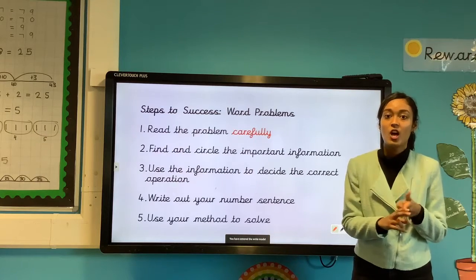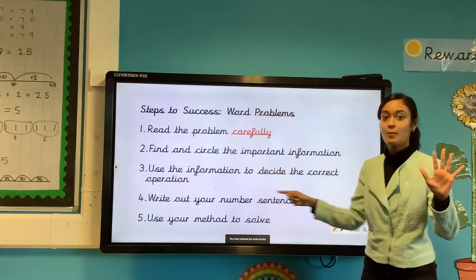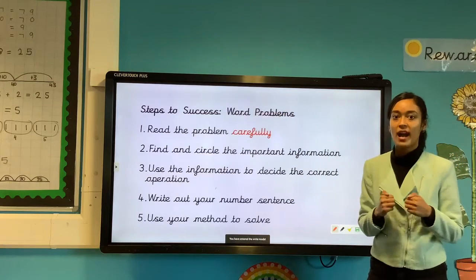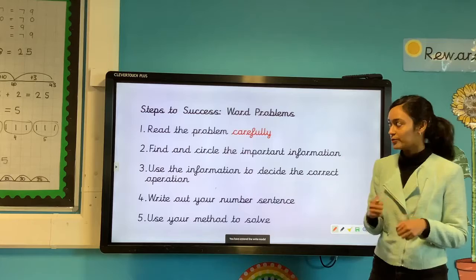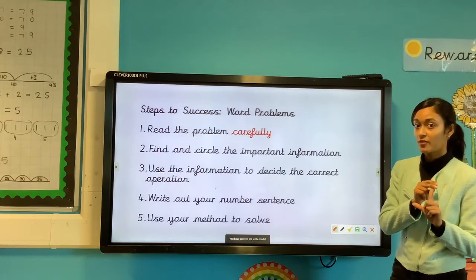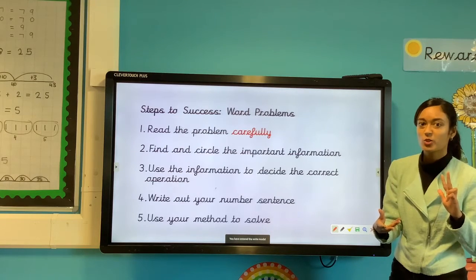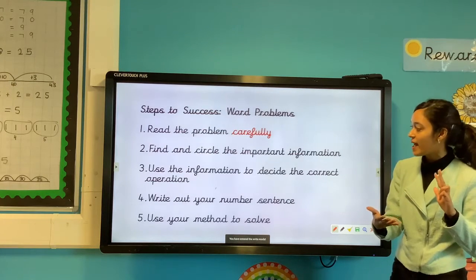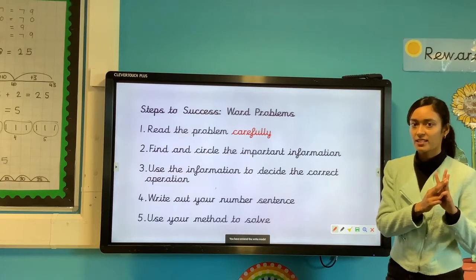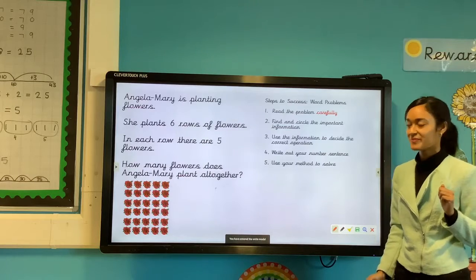So just as a quick reminder, these were our 5 key steps to being amazing at solving our word problems. So we need to read the problem carefully, find and circle the important information, use that information to decide which operation we're going to do. So are we going to multiply or divide, and write out your number sentence and then use your method to solve. So let's have a practice together.